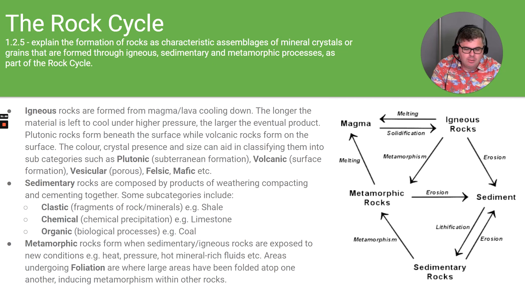The color, crystal presence, and size can aid in classifying them into subcategories, such as plutonic, which is subterranean formation, volcanic, which is surface formation, vesicular, which is porous, felsic, mafic, etc. Porous rocks are actually quite cool because there's only one type of rock that we know of that floats on water, pumice stone, which is a perfect example of a vesicular rock that forms towards the surface.